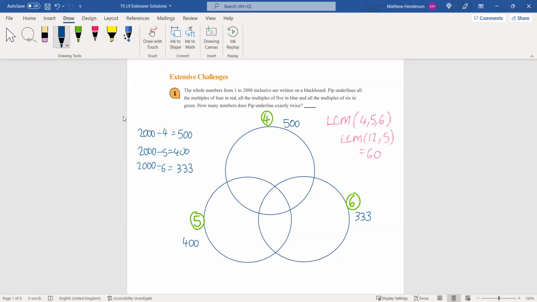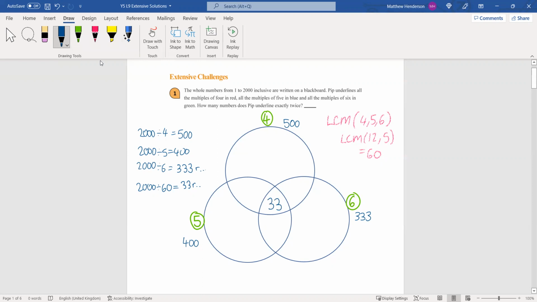Okay, so next I'm going to divide my 2000 by 60 to find out how many multiples of 60 we have. And that gives me 33. Of course, there's a little remainder, but I'm not interested in the remainders here. I want to know how many multiples there are in total. Okay, so I've got 33 that appear as multiples of all 3. Now we can look at the number of multiples which appear in the other boxes.